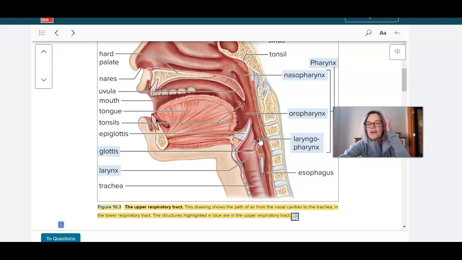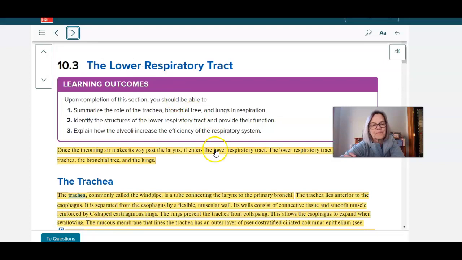I kind of have this memory as a child of being in bed in the morning and hearing my mom coughing in the kitchen. She was a smoker. And it was always kind of the morning ritual to make up for those cilia that aren't working properly.